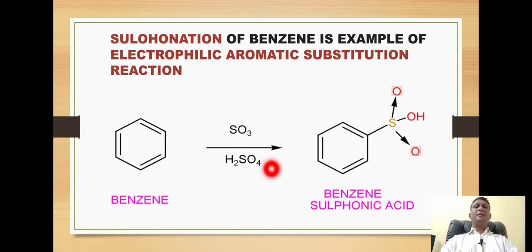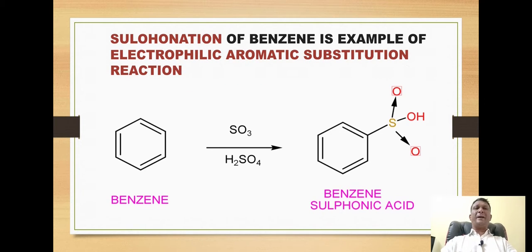Benzene reacts with sulfuric acid in the presence of an excess amount of sulfur trioxide, and this results in the formation of benzene sulfonic acid. Though the reaction is taking place on the benzene ring, which is aromatic, it is called an aromatic reaction. And here there is substitution of the hydrogen, as H plus ion, from benzene with sulfur trioxide as the electrophile. The reaction is called an electrophilic aromatic substitution reaction.